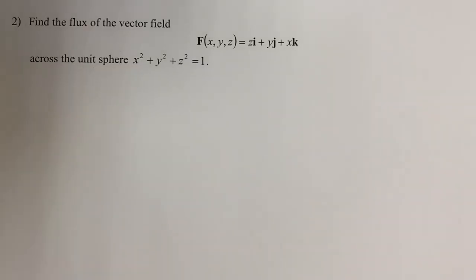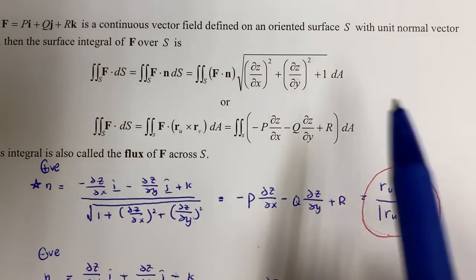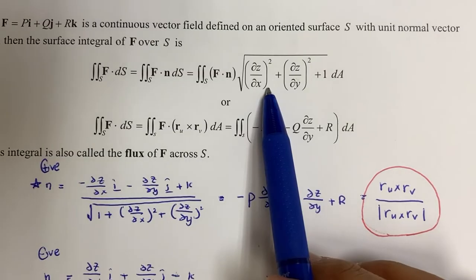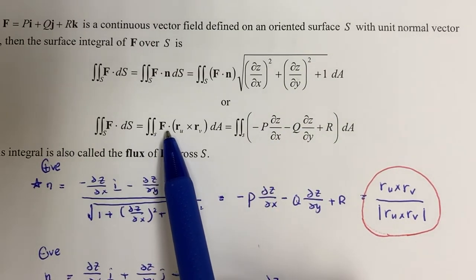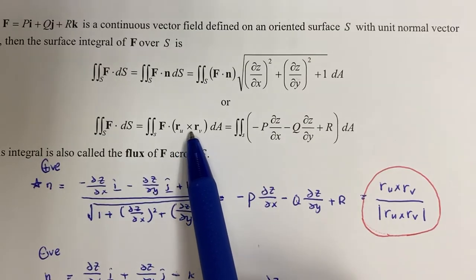The last example in this video, we need to find the flux of the vector field F(x,y,z) equal to zi plus yj plus xk across the unit sphere x square plus y square plus z square equal to 1. For the sphere, we cannot use this formula. So we need to find the double integration for F dot ru cross rv.